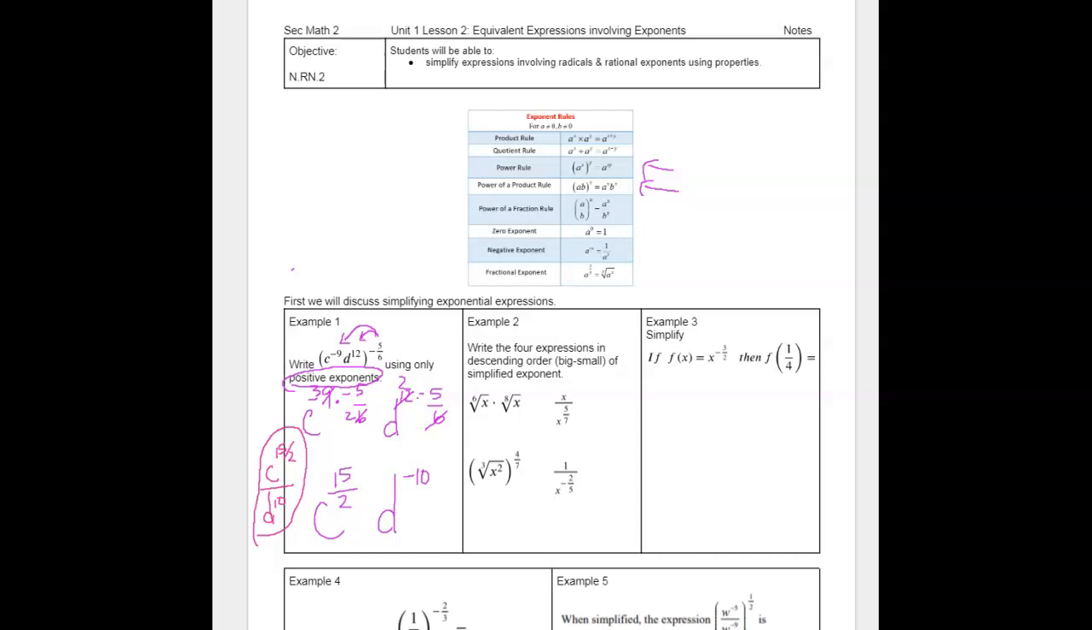Example 2, write the 4 expressions in descending order. So we want the biggest exponent to the smallest. So first I need to figure out what they really are. So we're going to squeeze this work in. Remember, this is to the first power, and it's power over root. Okay? So I've got x to the 1/6 times x to the 1/8.